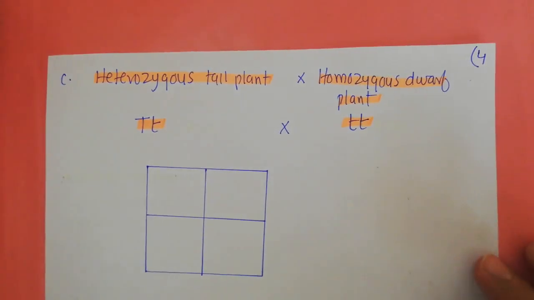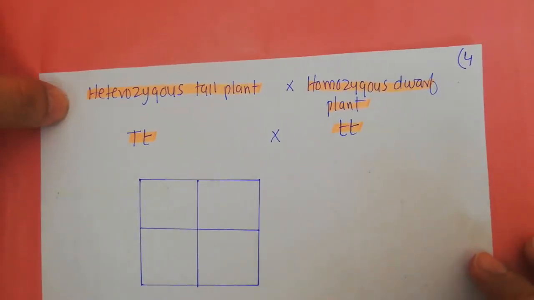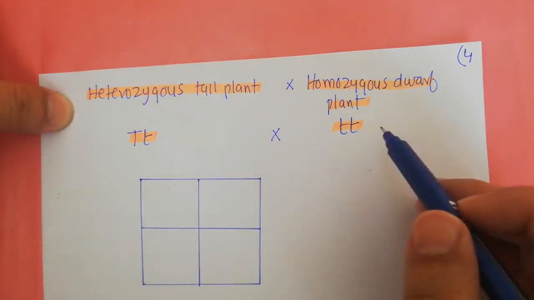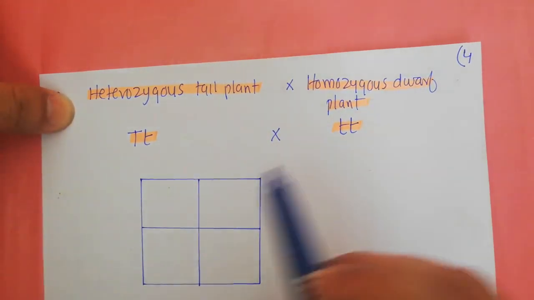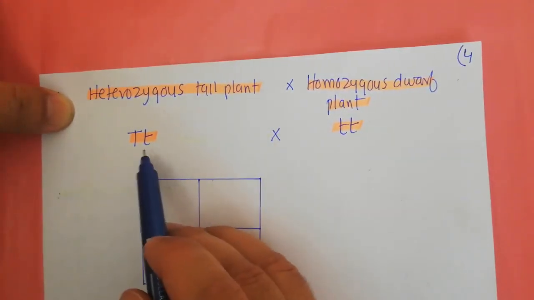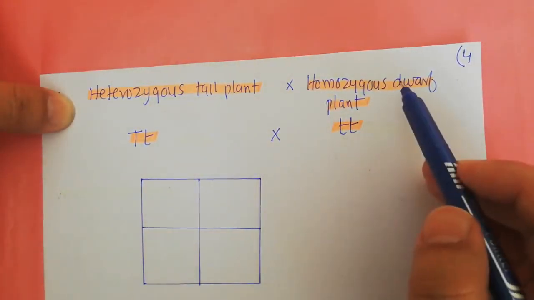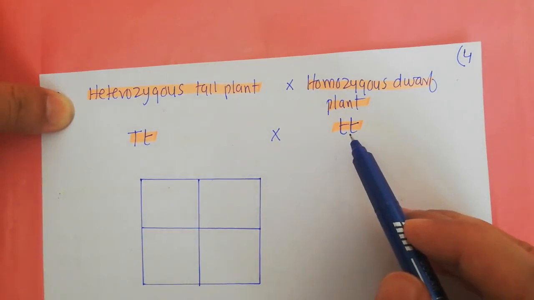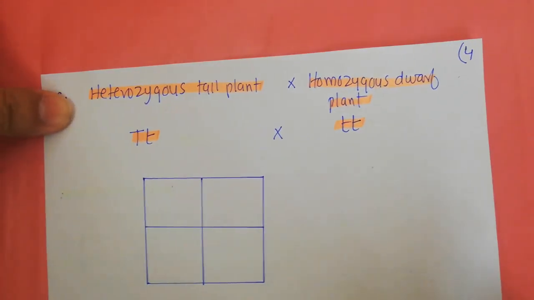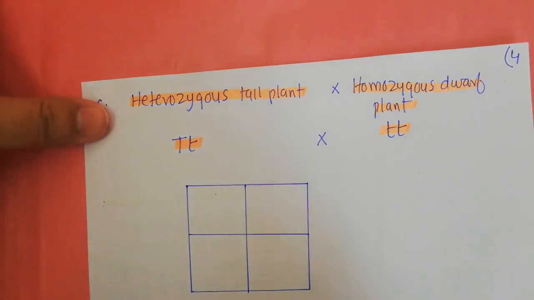Now if you are going to cross a heterozygous tall plant with a homozygous dwarf plant, what can you expect? One of the parents is the heterozygous one, the other parent is the homozygous one. This is a heterozygous tall plant, tall because the capital T is dominant over the small t. This is dwarf because the small t and the small t are in the homozygous form. Therefore the appearance of this particular plant will be dwarf.